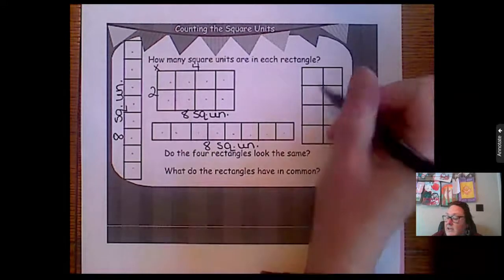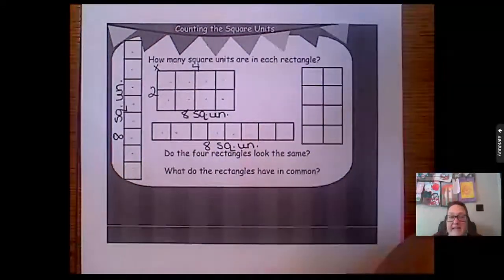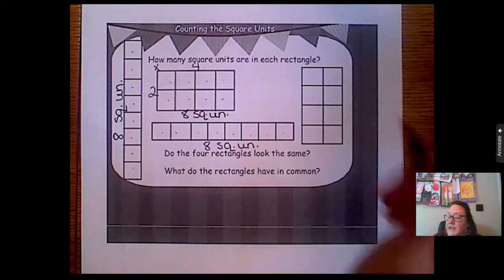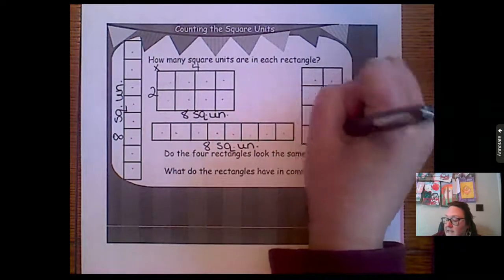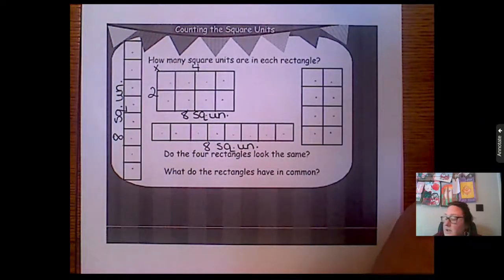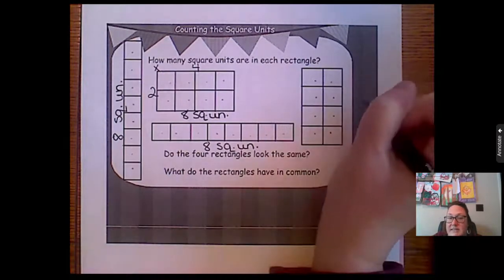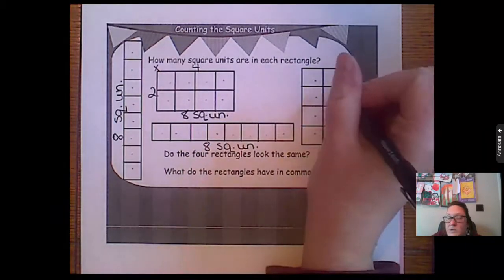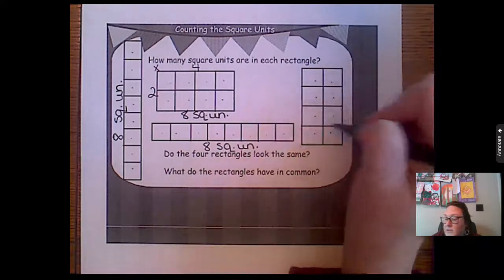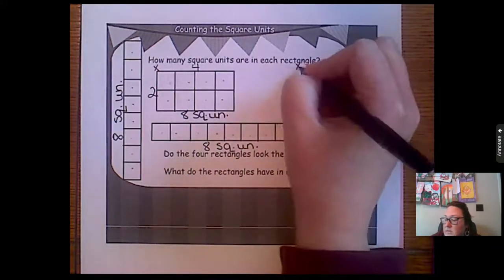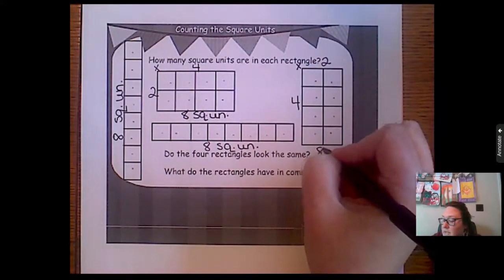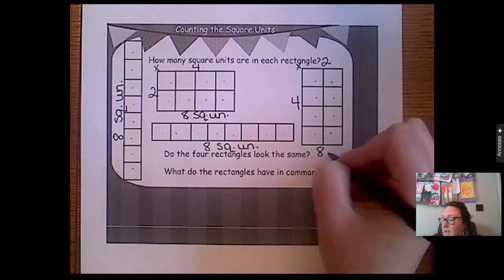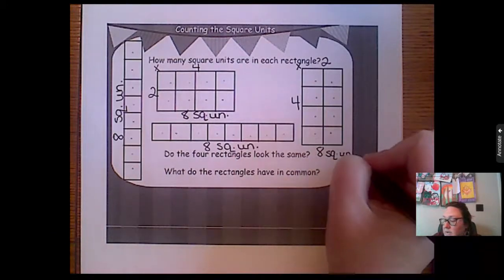Okay, go ahead and look at that last one and find the area of that last rectangle. The area of that rectangle is also 8, right? We've got 1, 2, 3, 4, 5, 6, 7, 8. Besides simply counting the tiles, the other strategy I can use is to label my side lengths and multiply, right? So if I look at the rows, I've got 1, 2, 3, 4 rows times 2 in each one. So 4 times 2 equals 8. So this rectangle also has an area of 8 square units.